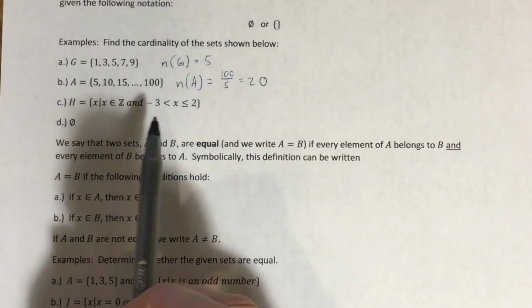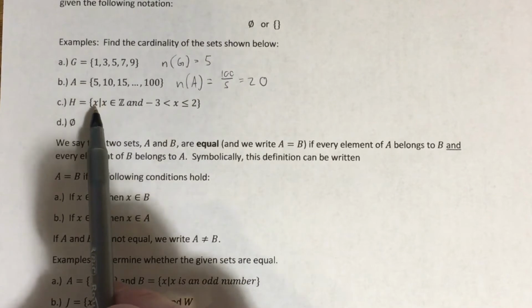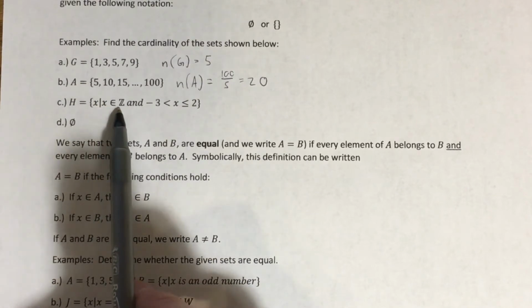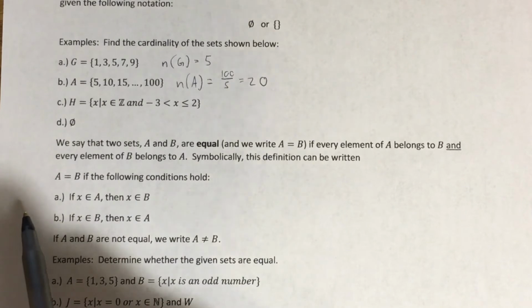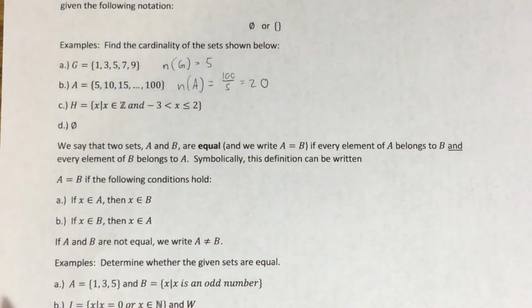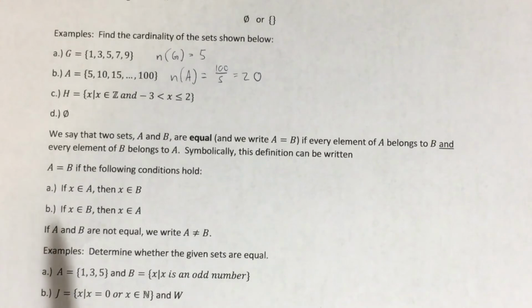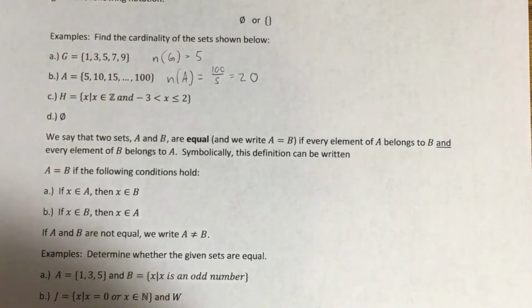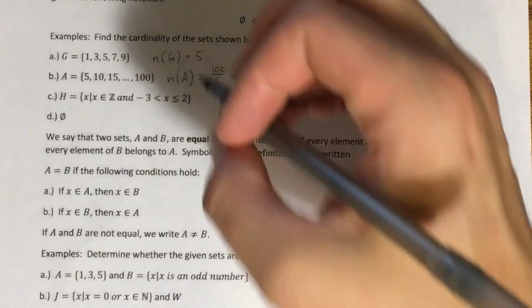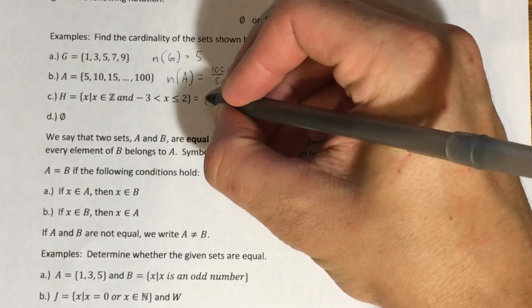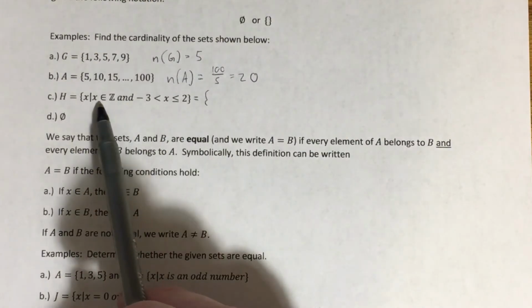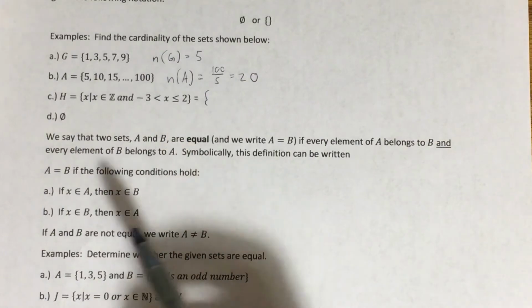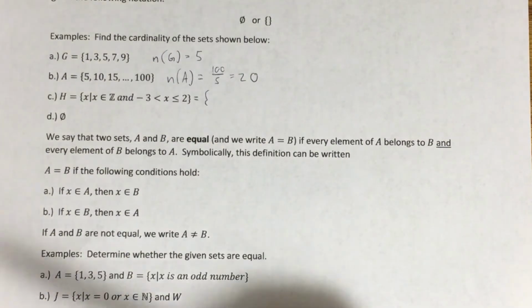Okay, how about this next one? H is equal to the set of all x such that x is an integer and x is greater than -3 but less than or equal to 2. Okay, well, this is given to me in set builder notation, but this is an example where listing notation would be more helpful for the purpose of finding cardinality. And so what I'm going to do is rewrite this set, but list out the elements. Now, x is an integer here, so that means I'm not considering fractions. I'm only thinking of positive or negative whole numbers, including 0.